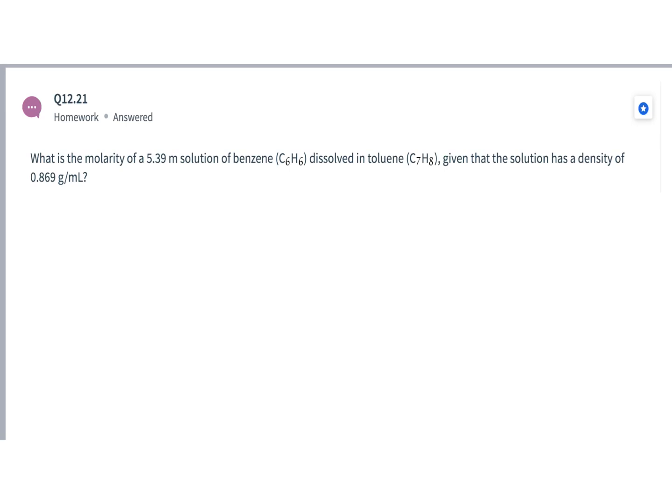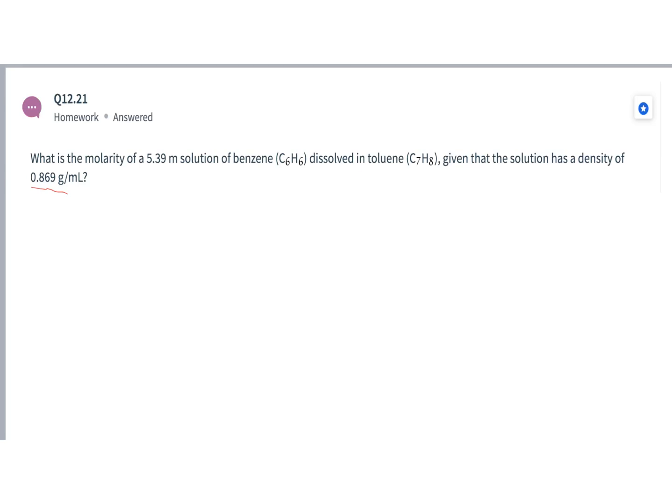Question 21 is kind of a tricky question. We have to think about a couple different things to answer this. It's not as straightforward as we think initially. So what is the molarity of a 5.39 molal solution of benzene dissolved in toluene, given that the solution has a density of 0.869 grams per milliliter?